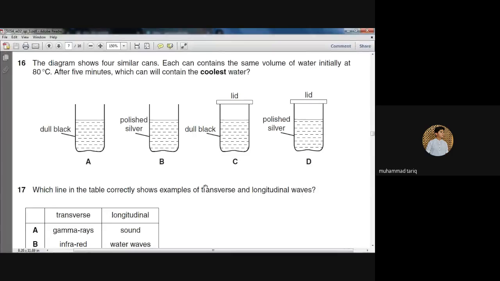Sir, if we do it practically, if we have a black mug and a white or silvery mug and we pour some coffee in both of them, and if we place them under a fan, we will observe that the coffee in the black mug will be cooler. Quickest. Yes, that's true.